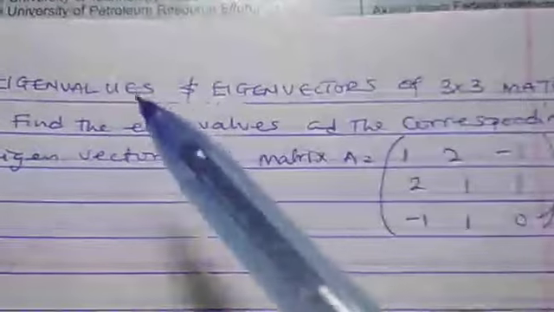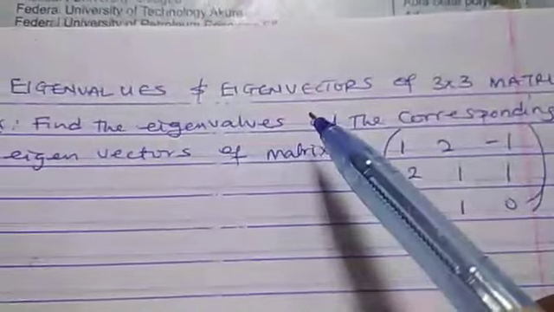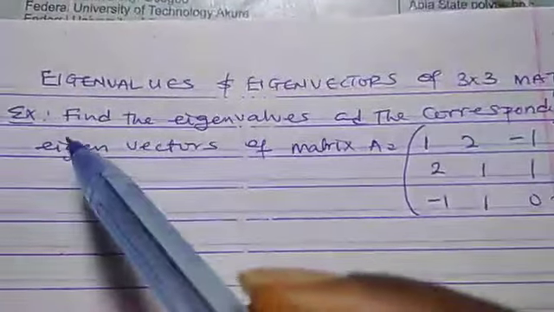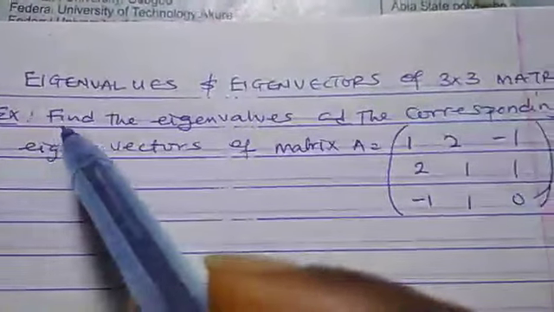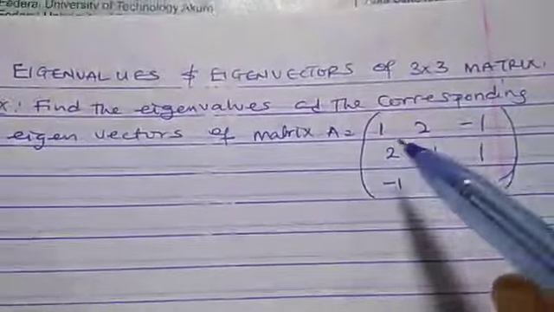So we will now consider eigenvalues and eigenvectors of a 3 by 3 matrix. We have considered the one for a 2 by 2 matrix in our previous video. Now let's take this example. Find the eigenvalues and the corresponding eigenvectors of this matrix.